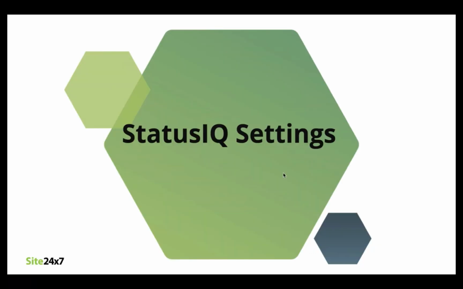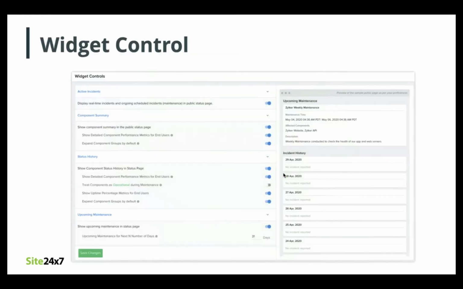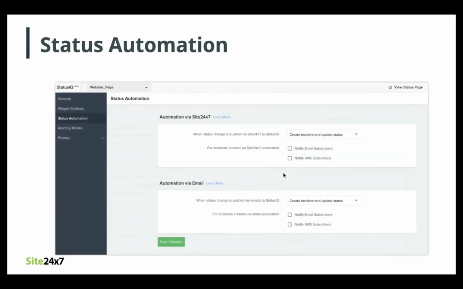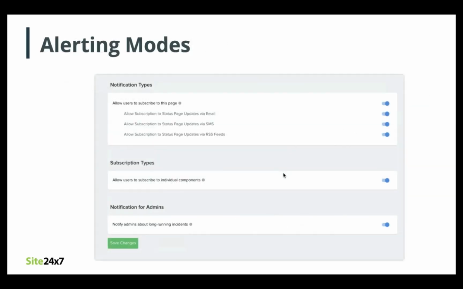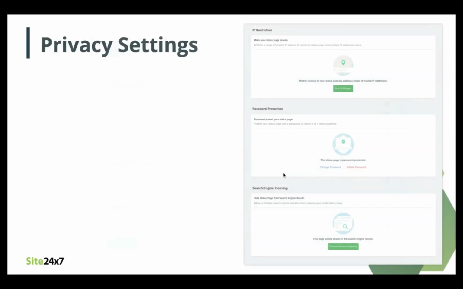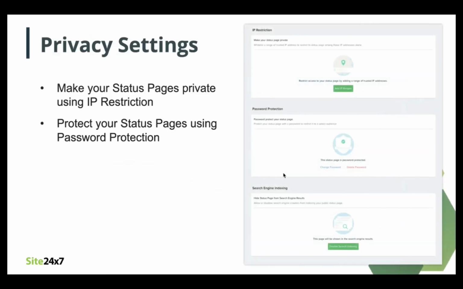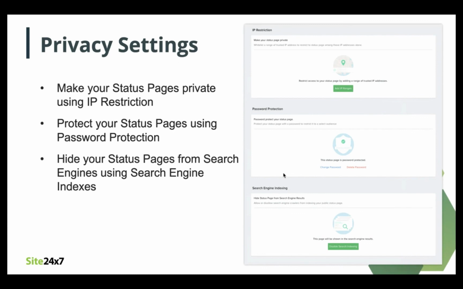So before we move on, let's once again do a quick recap of the settings section. So first up, we have widget control, which helps in customizing the overall look and feel of the status page, followed by status automation to automate status and incident creation. Then you have the master view for alerting, where you choose how to alert all users. And finally, the privacy settings, which will help you decide how public you wish to make your status page.